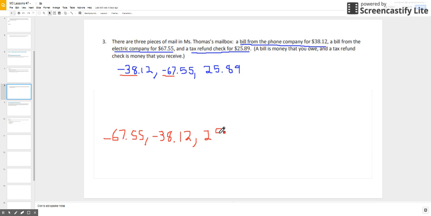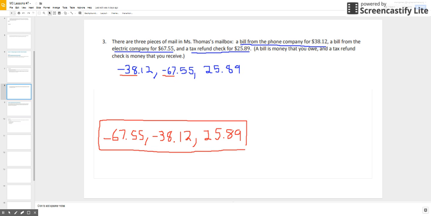All right, so there we go. We just simply took a situation, identified what the numbers were that were given to us, and ordered them from least to greatest. Once again, emphasizing looking at the whole numbers first before you even pay attention to the decimals or even the fractions. All right, let's go over one more example.